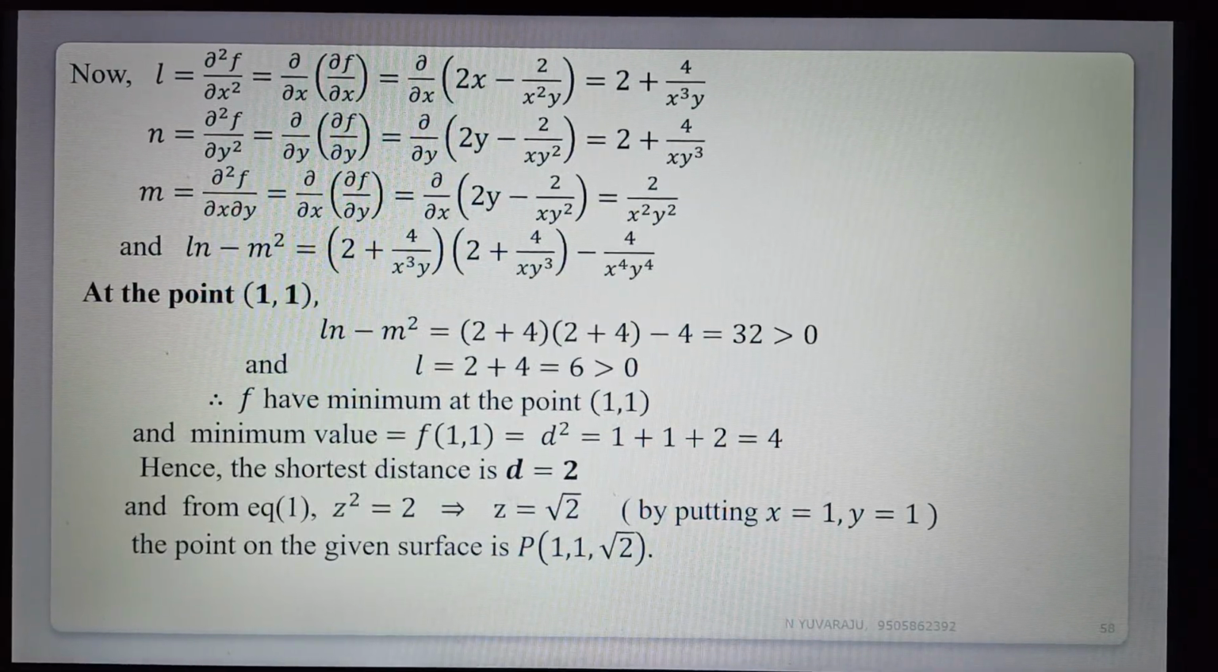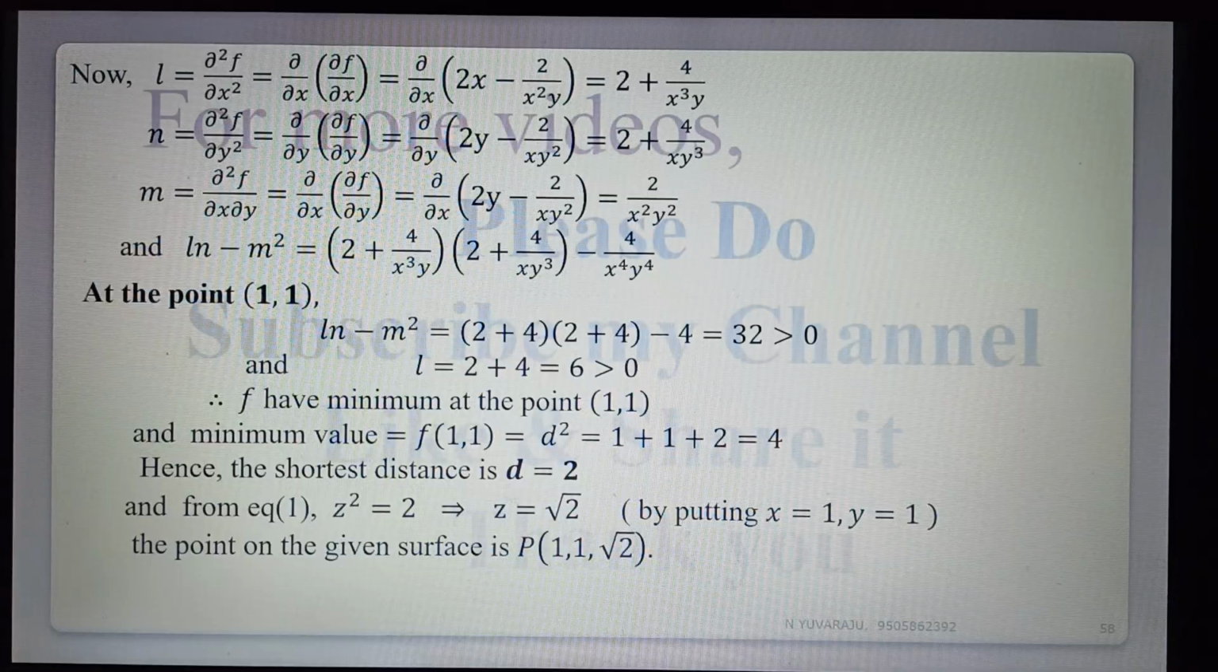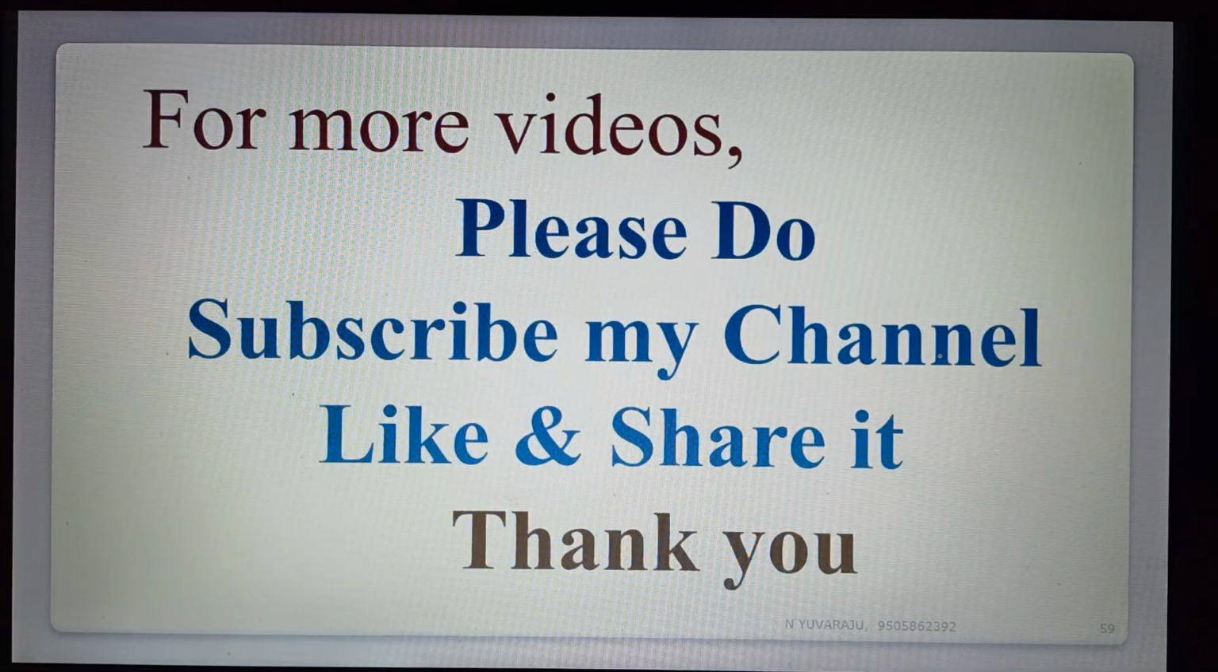Okay, this is a very important topic, maxima and minima. So next, yeah.